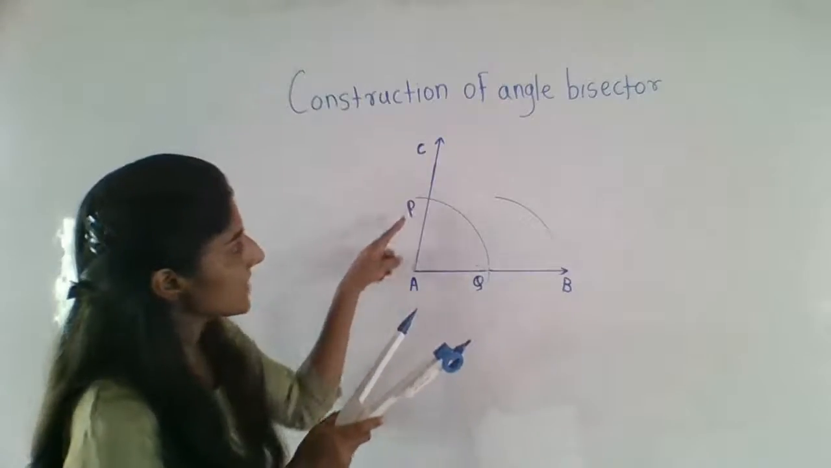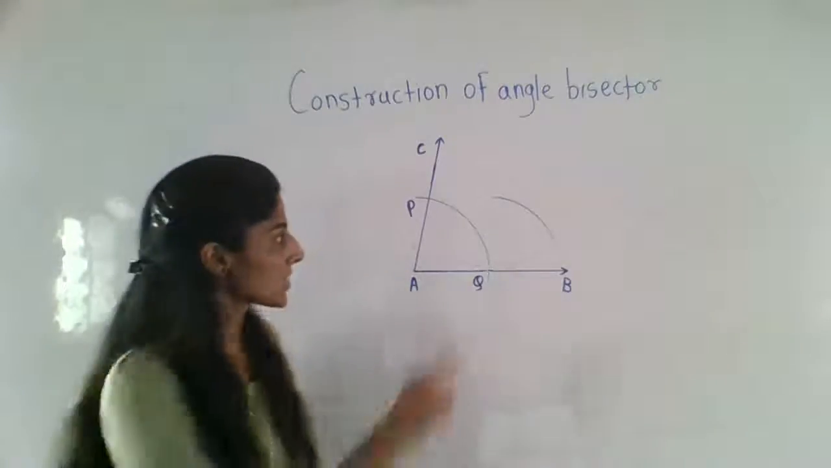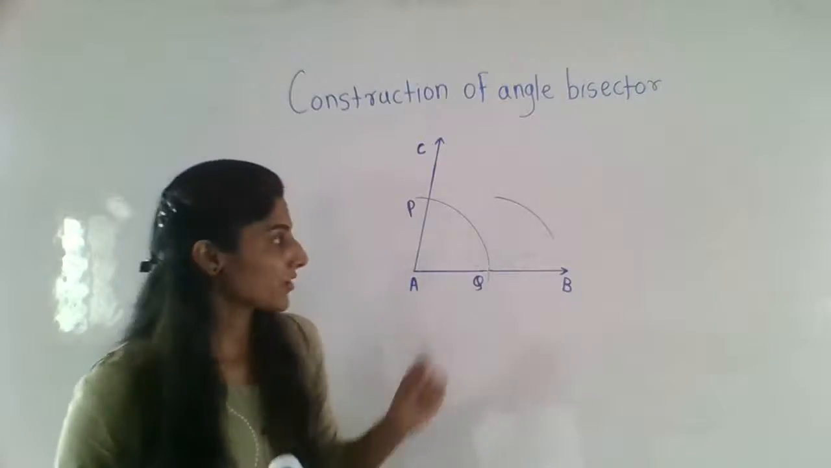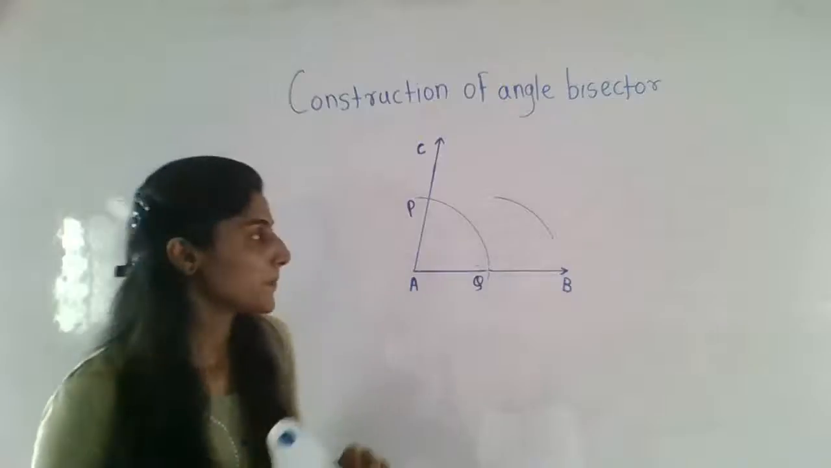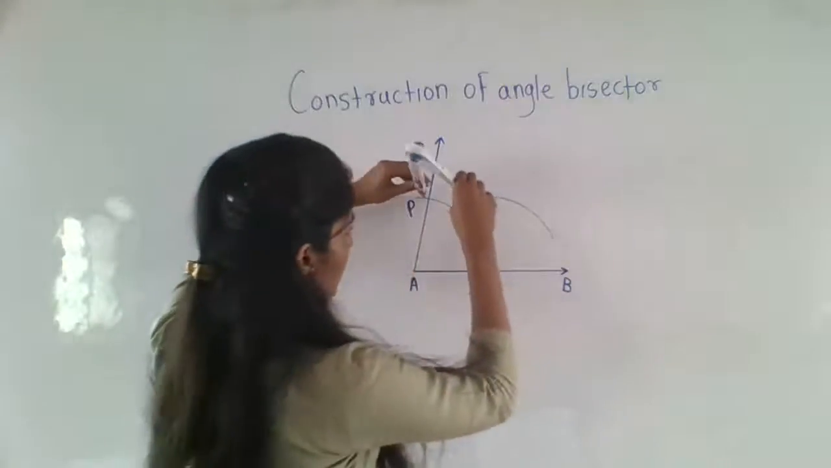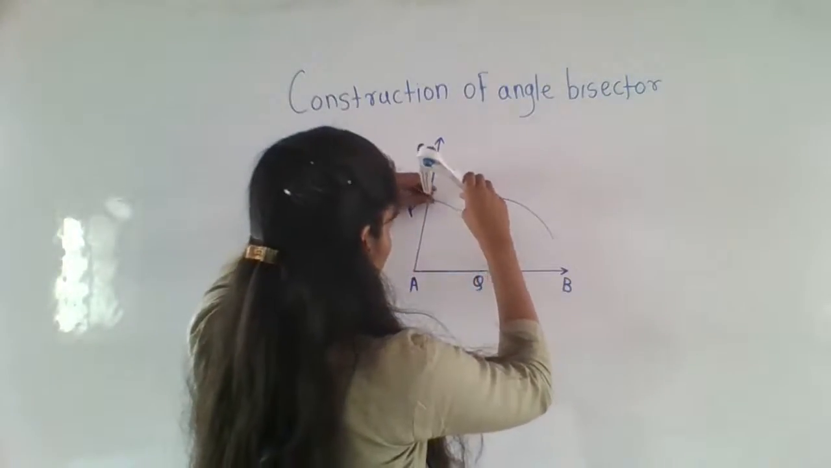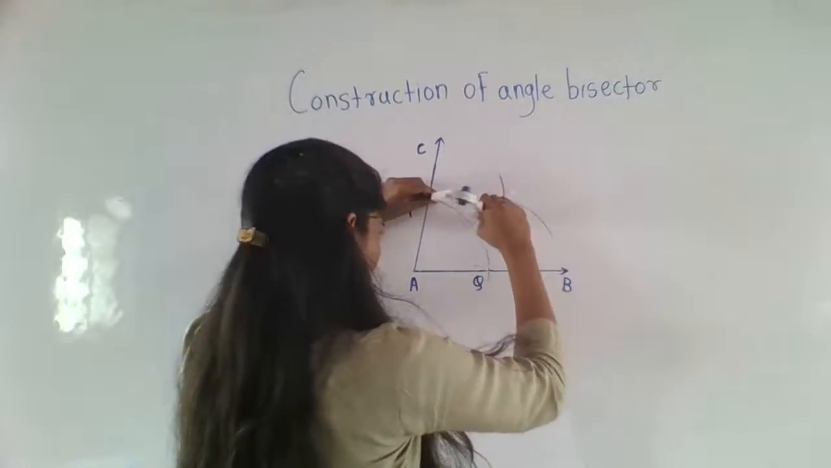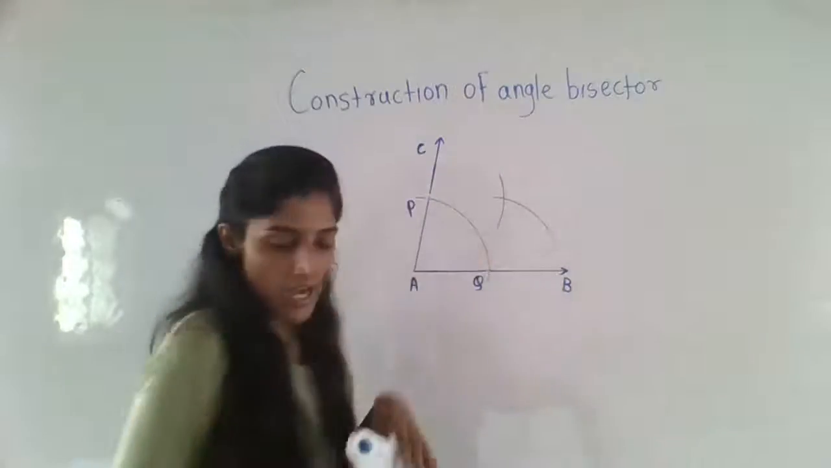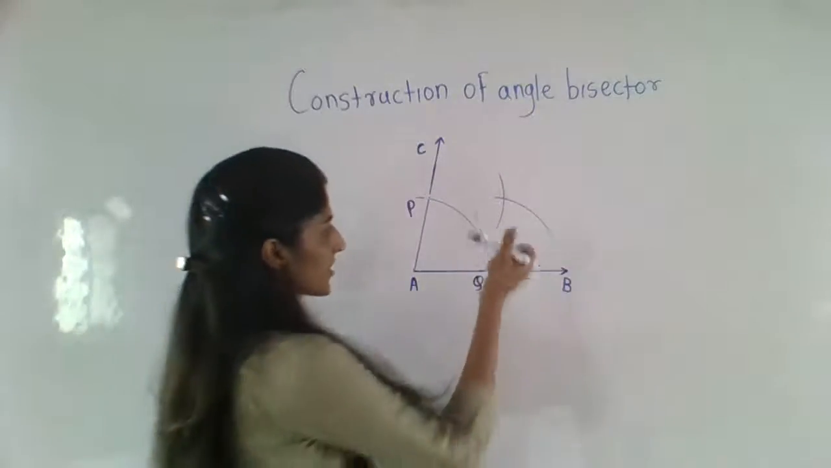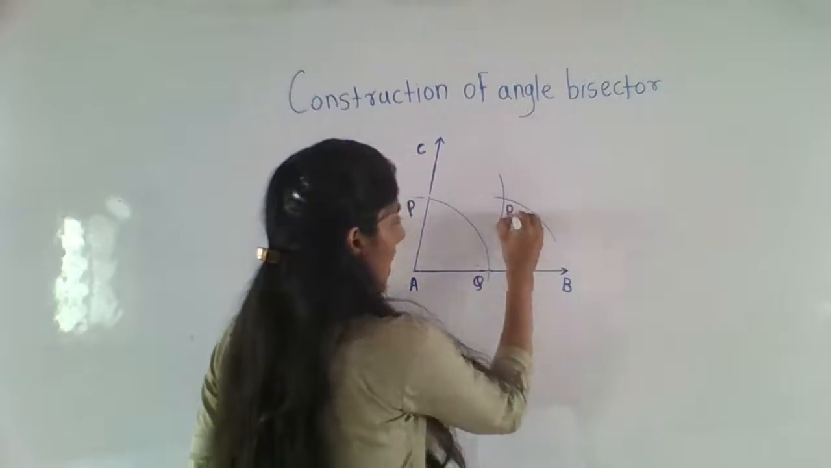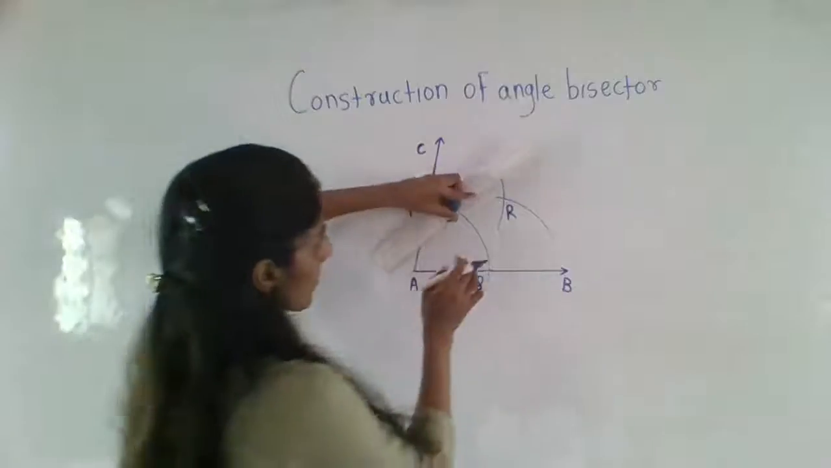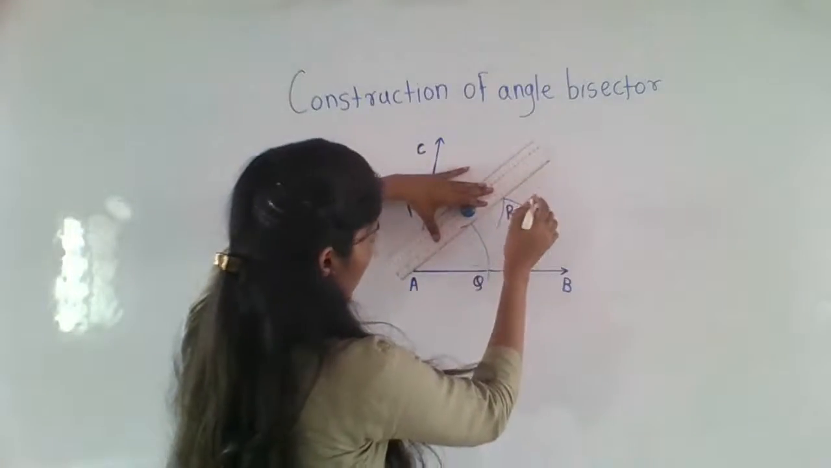With the same distance, place the point of the compass on point P and draw an arc inside the angle which cuts the previous arc. At this point of intersection, you can name it as R. Now let's join this point of intersection and the vertex of the angle.